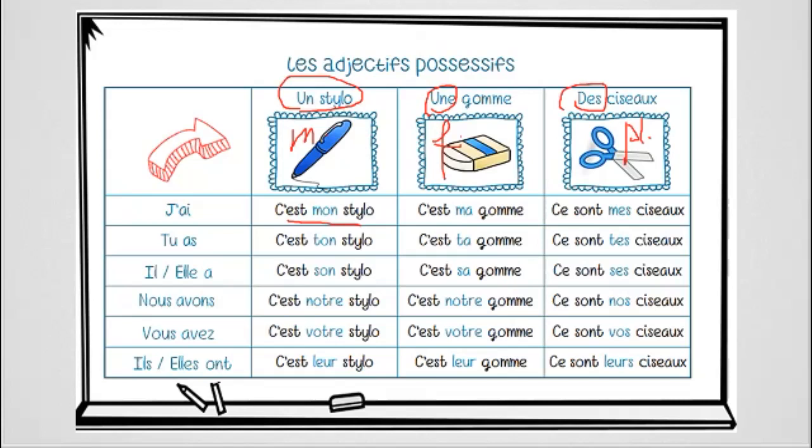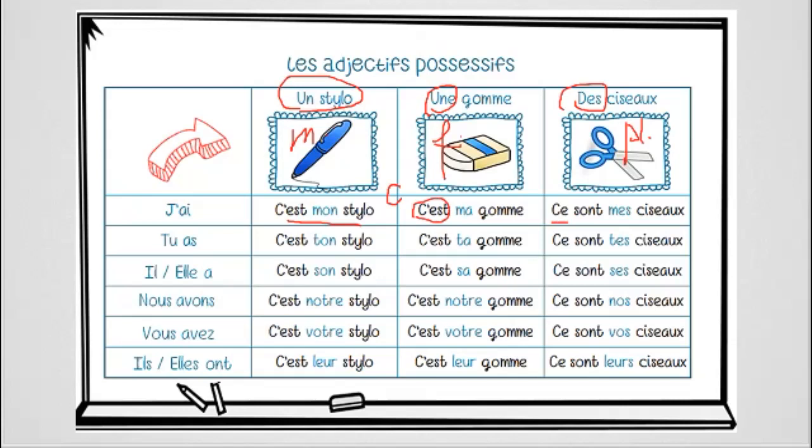Ses. Ses ciseaux. Ce sont ses ciseaux. Yes, ce sont ses ciseaux. Ses ciseaux. Yeah, the pronunciation, the C is like the letter C. A, B, C. Ce sont ses. If I want to say this is my scissors, how to say that? This pronunciation is a C, like the letter, the big letter, okay. C. And this is C. Ce sont mes ciseaux.